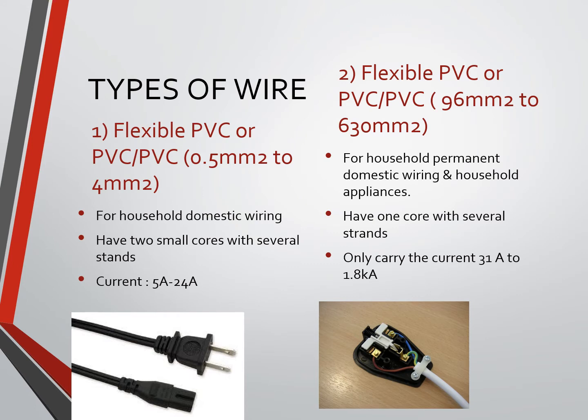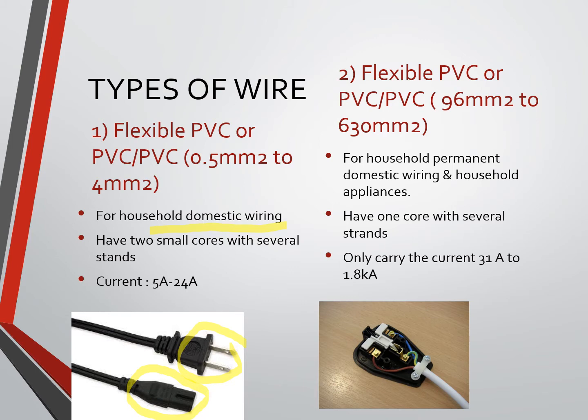Okay, we have two types of wire here. First is flexible PVC or PVC-PVC. The size is 0.5 mm² to 4 mm². This type of wire is suitable for household domestic wiring. It has two small cores with several strands. Okay, so this is basically what we can see for the laptop, and this is for the charger. Okay, the current is around 5 to 24 ampere.